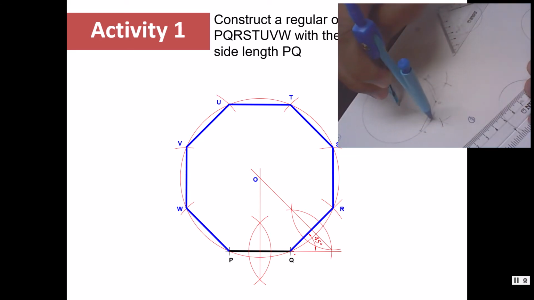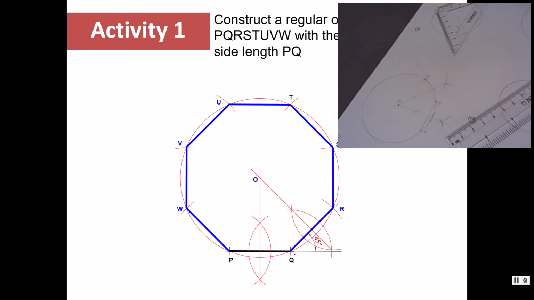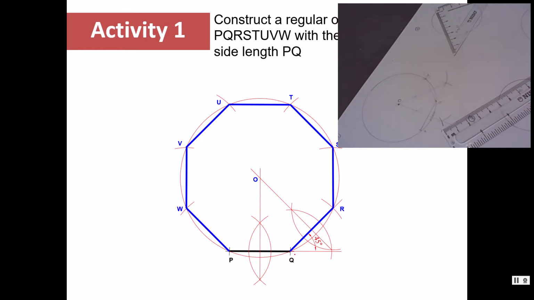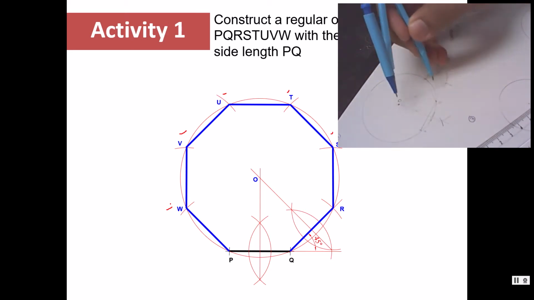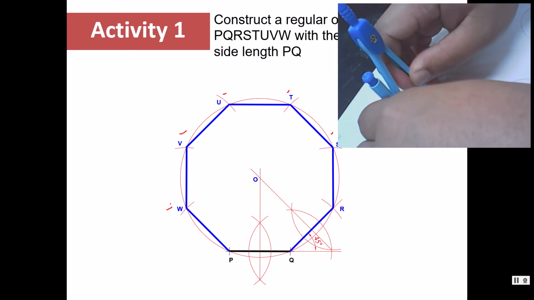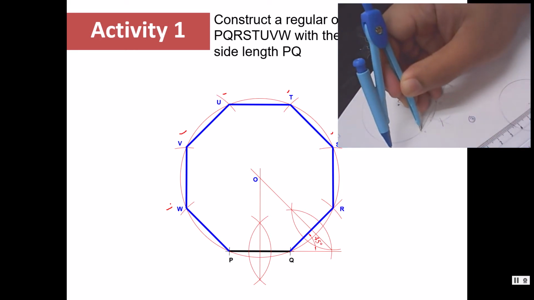Hopefully it's going to touch all the points. Okay, so now we have the big circle. The next step is to draw a distance of 30 mm to get the other points S, T, U, V, and W. So similar to that, what we need to do is to have the 30 mm distance from point P.